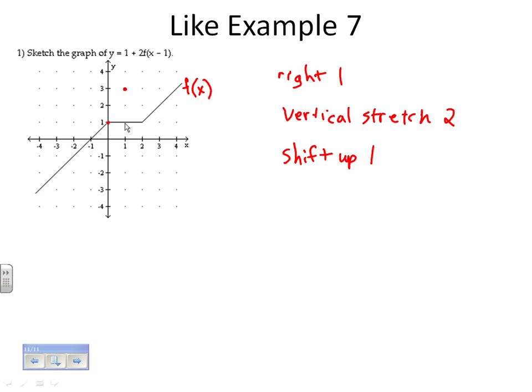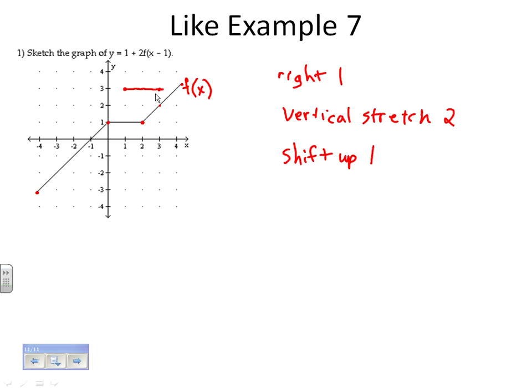So now let's look at these points where we're starting and ending and changing. This point right here, if I go right 1, that's right here. If I vertically stretch that, it was at 1, so now it's going to be at 2. Oh, I didn't mean to make that mark. It's now going to be at 2, and then I'm going to shift up 1. So this line right here, I just shifted up to here.